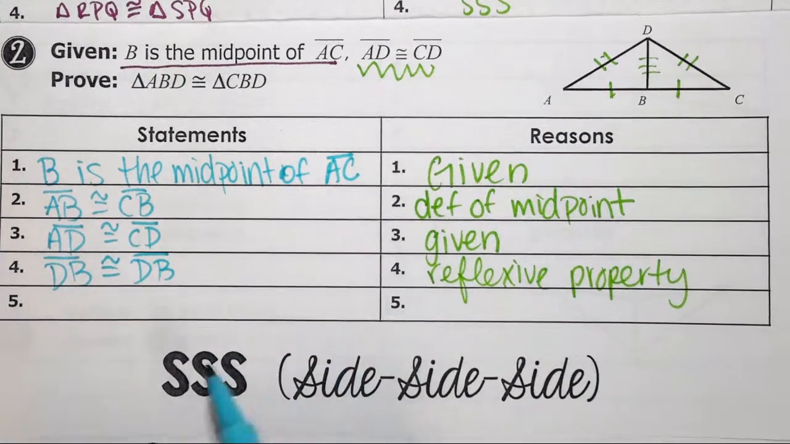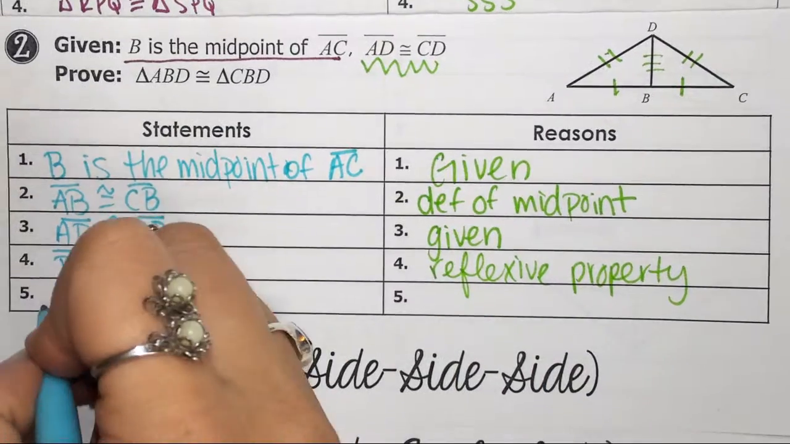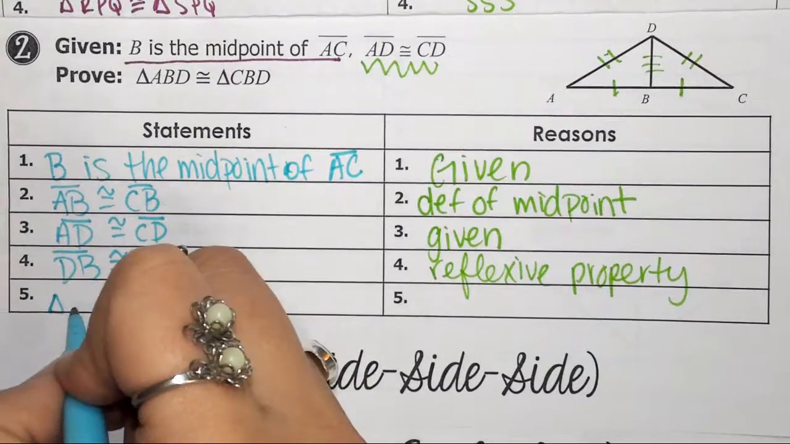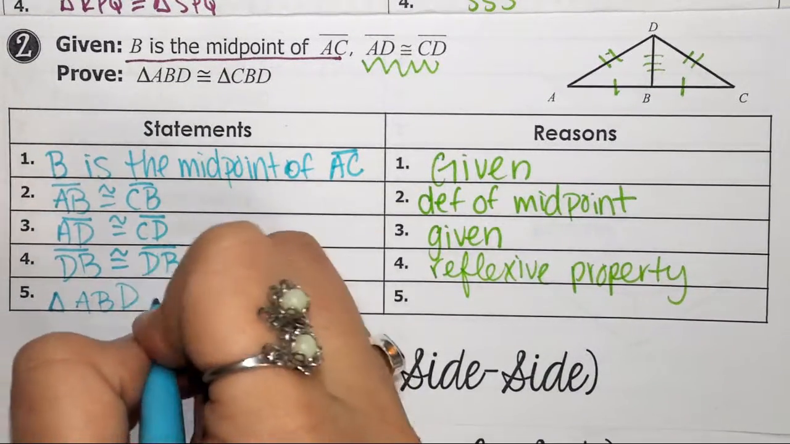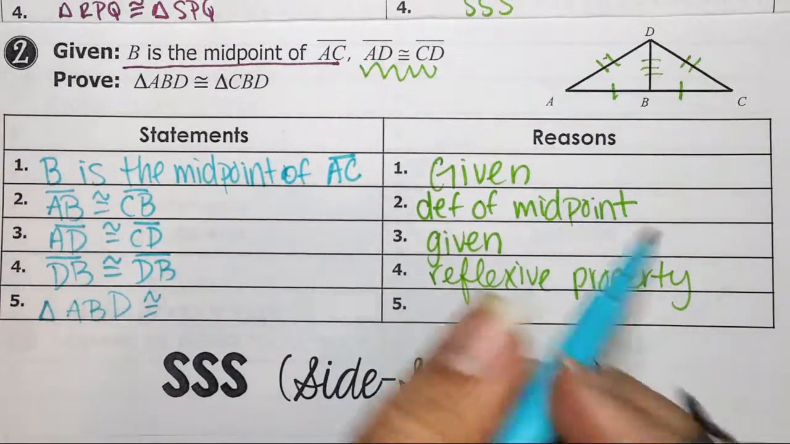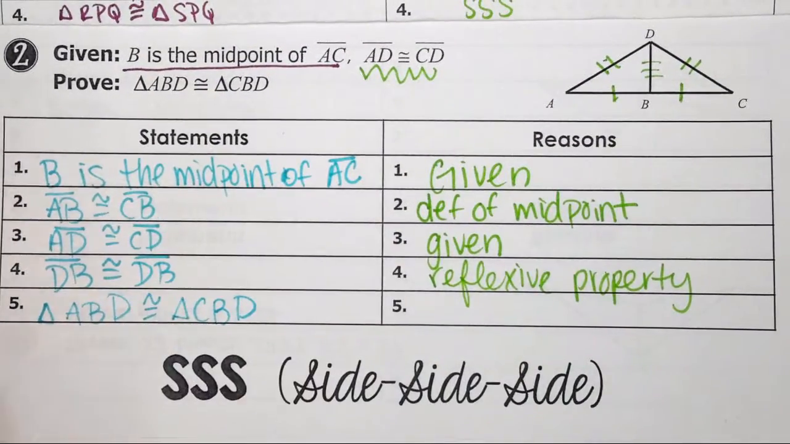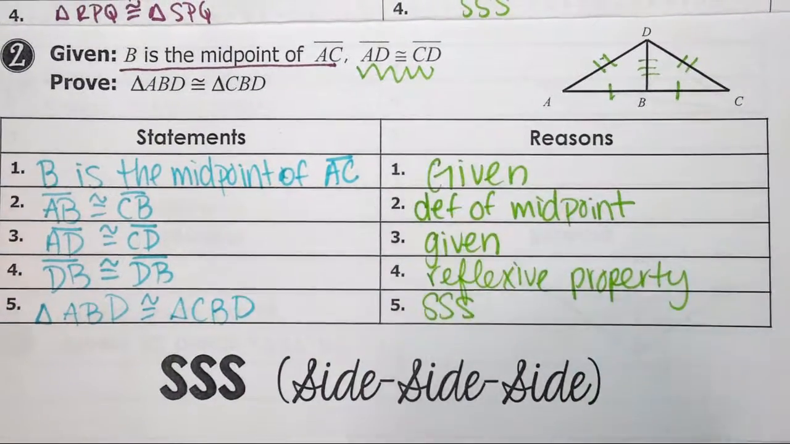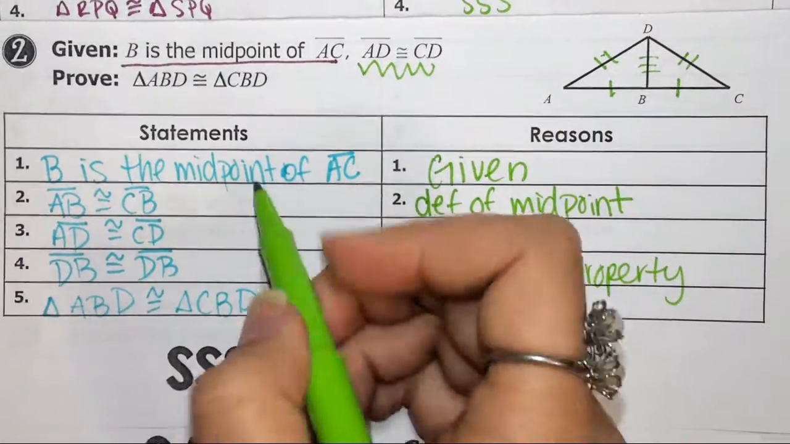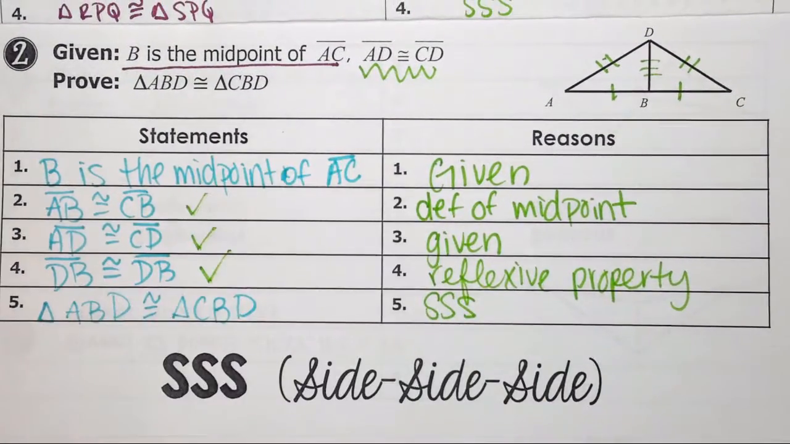Alright, and what's the last thing we need to write? Are we done? No, we have to write the congruent statement. So triangle what? ABD. Alright, so they went out, in, up, is congruent to out, in, up. Very good. And what property is that? And the reason it's side, side, side, in case you don't know, is because we have a side, we have a side, and we have a side.